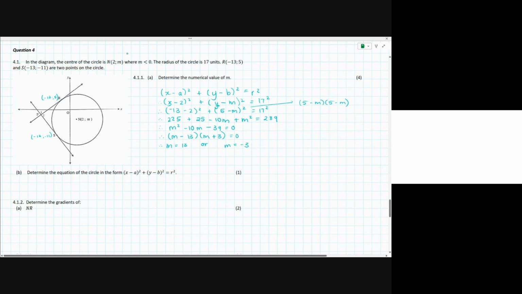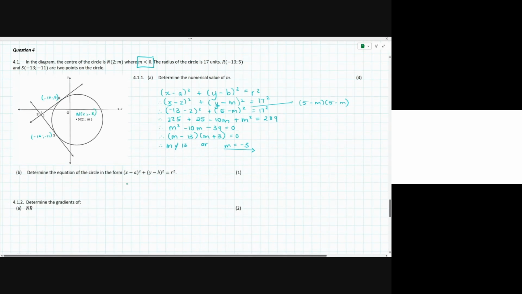Now, importantly, m is less than 0. So we eliminate that solution, or you just leave it out completely, and we know that m is negative 3. So now I know that my coordinates here are (2, negative 3).